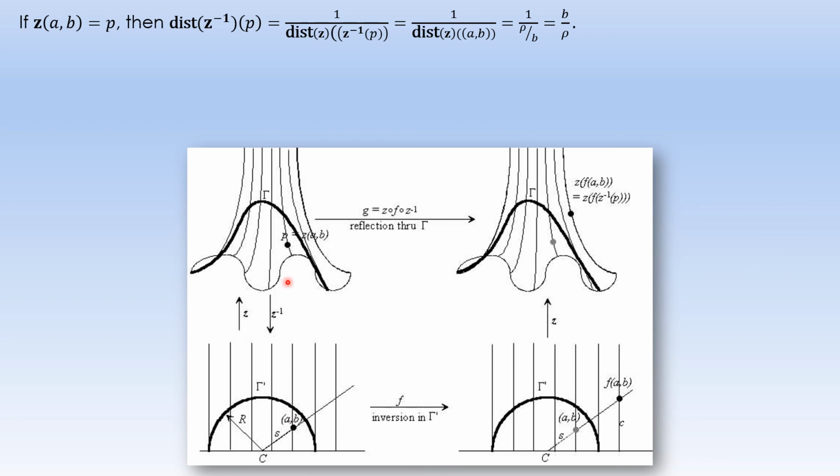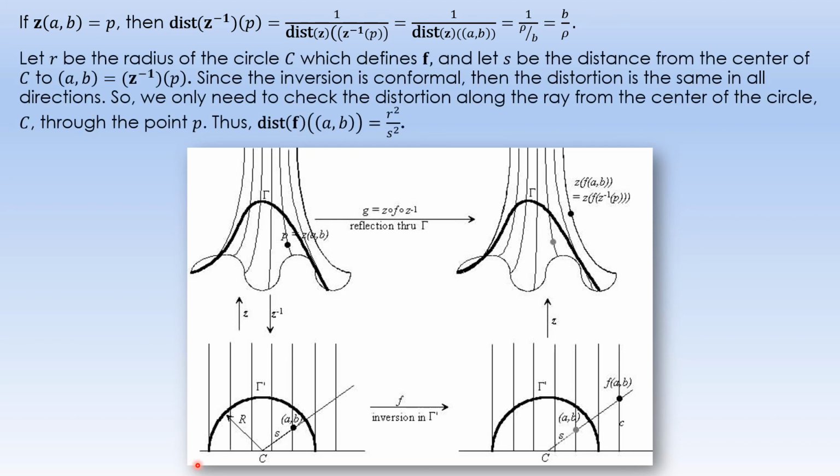And this is helpful because we proved a lemma that says that the distortion of z at AB is equal to rho over b, which is this part of our formula here. But if I move backwards through a mapping, then my distortion factor should be the reciprocal. So the distortion of z inverse at P should be equal to b over rho. That takes care of one part of the product.